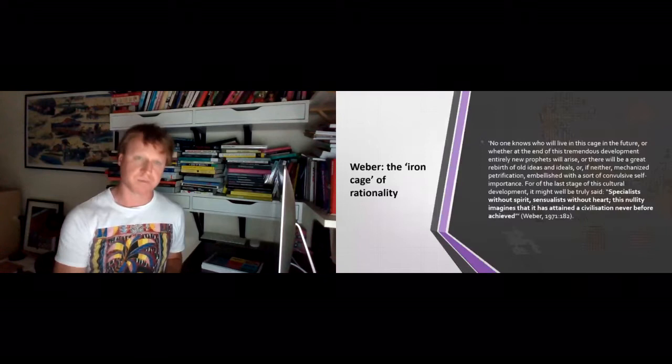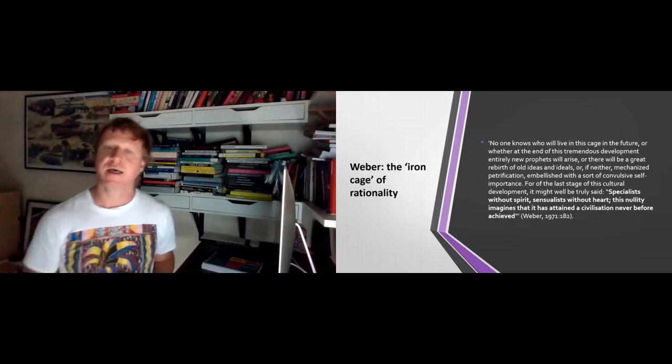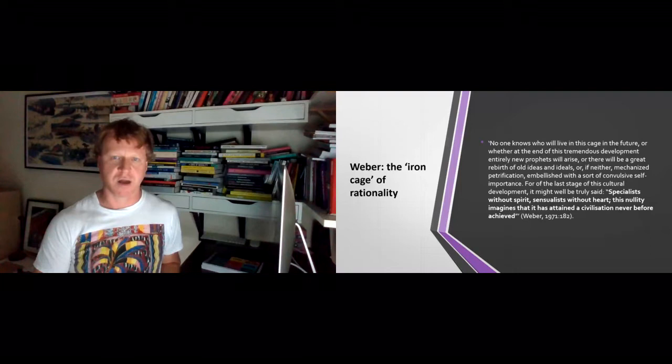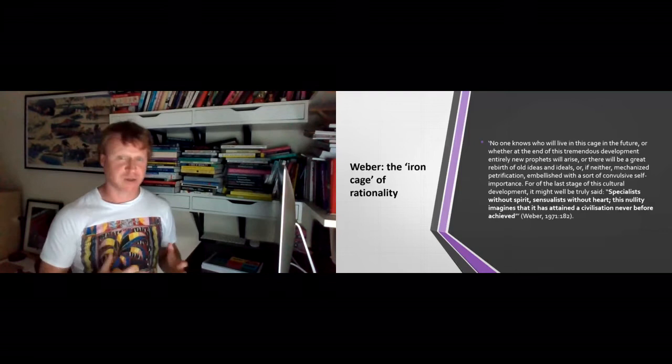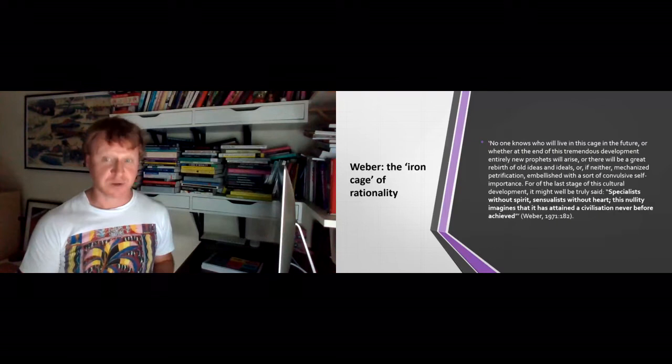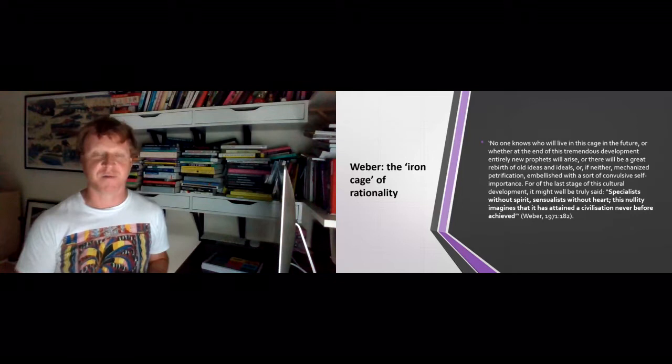Again, a quote from Weber here about the iron cage of rationality. No one knows who will live in this cage in the future, or whether at the end of this tremendous development, entirely new prophets will arise, or there will be a great rebirth of old ideas and ideals, or if neither, mechanized petrification embellished with a sort of convulsive self-importance. For those of the last stage of this cultural development, it might well truly be said, and he's talking about what people will be: specialists without spirit, sensualists without heart. This nullity imagines that it has attained a level of civilization never before achieved.